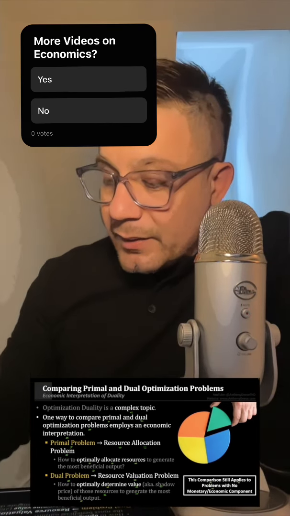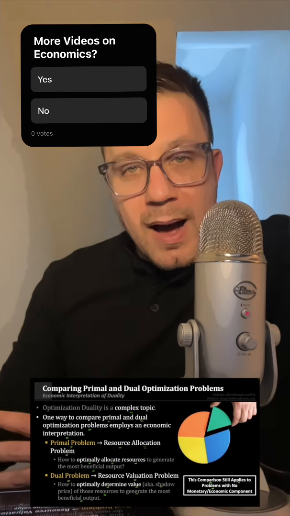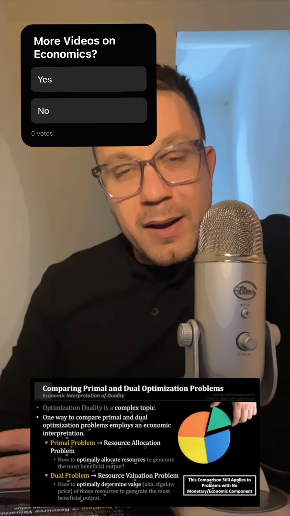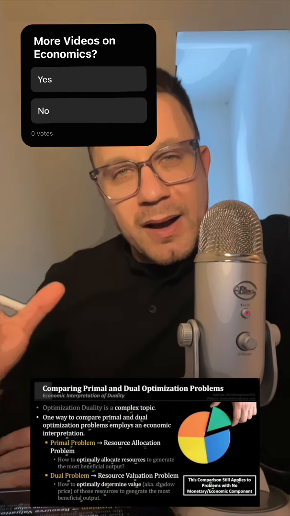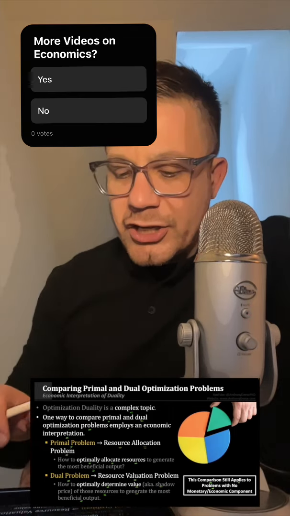Now, this comparison still applies to problems with no obvious monetary or economic component, but fortunately the example that we presented in module number 7 has a pretty obvious economic component, which will make this conversation a little bit easier.